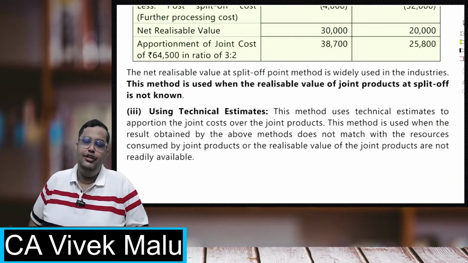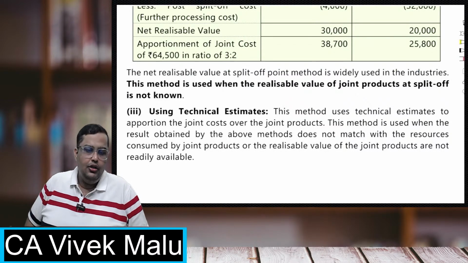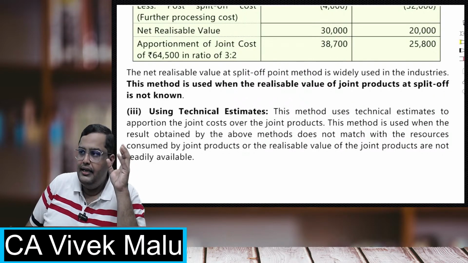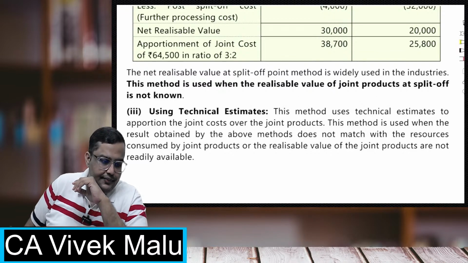The third method is actually technical estimate, which is not only a method. Technical estimate means the question will directly tell you how much cost each product will bear, like 10% for this, 20% for this. The question will already tell you.